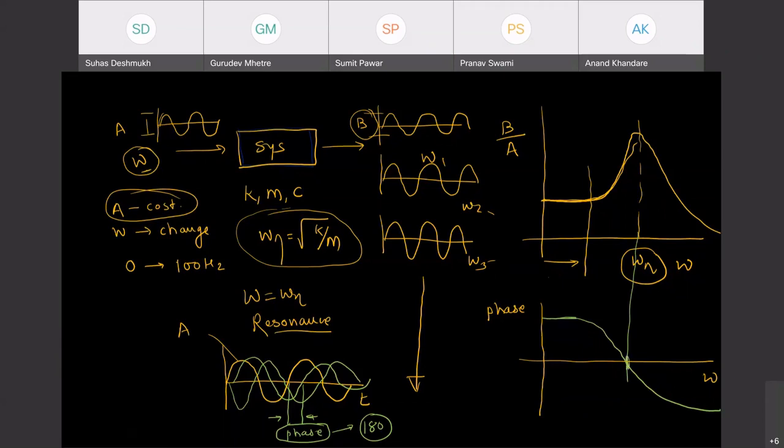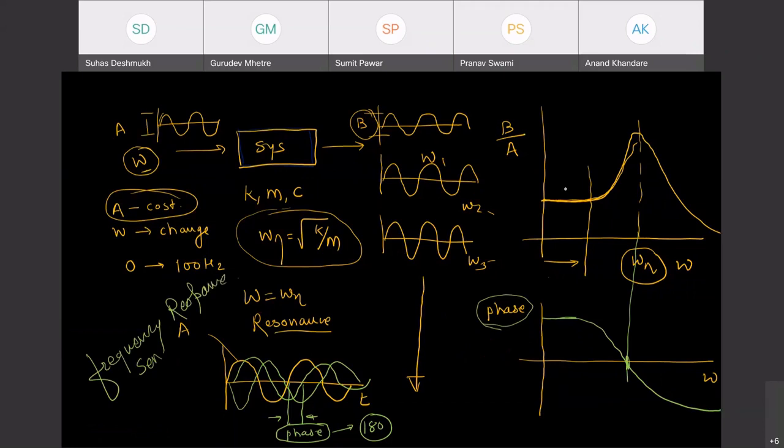At this point, because your input and output amplitudes are out of phase, it is showing me a variation. Okay, and this is also a main important characteristic. And this particular response is called the frequency response of your sensor. Frequency response.